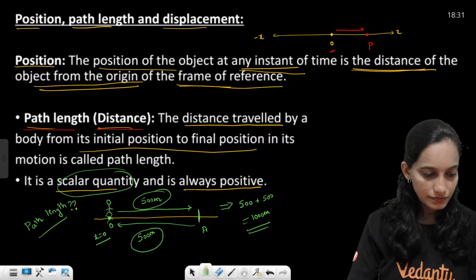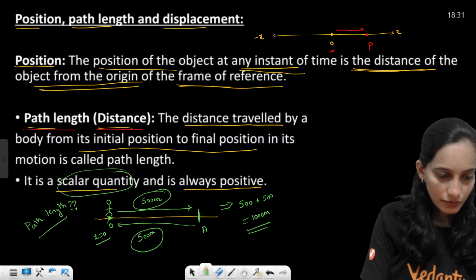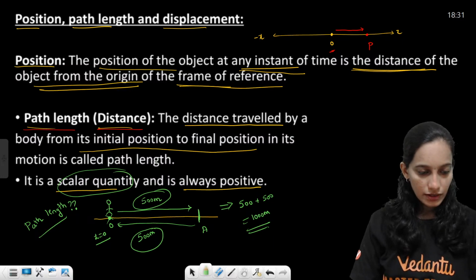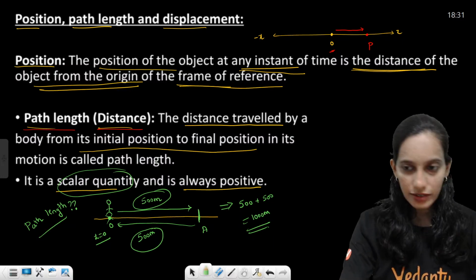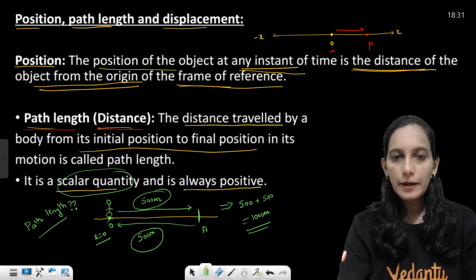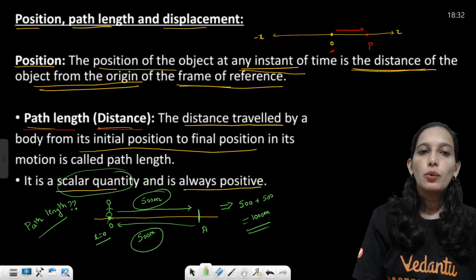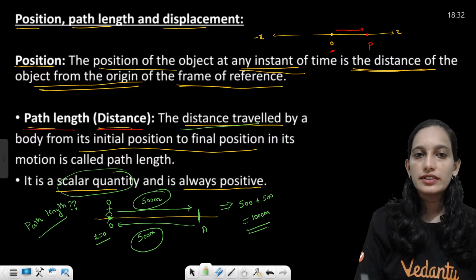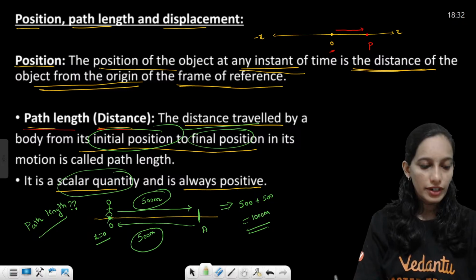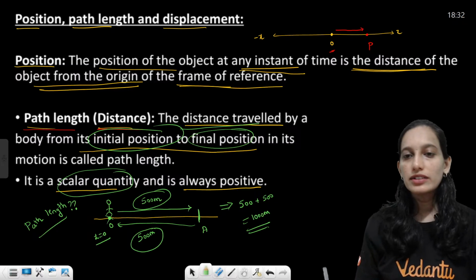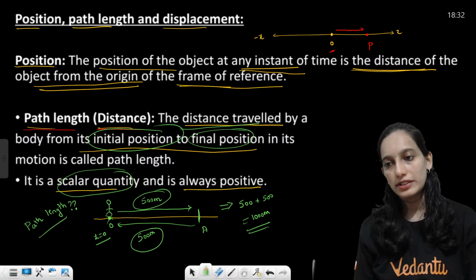Yes, Shrikant, hope it is clear. As it is a scalar quantity, we just measure the total distance traveled from the initial position to the final position, without considering the direction. So that is going to be your 1000 meters.